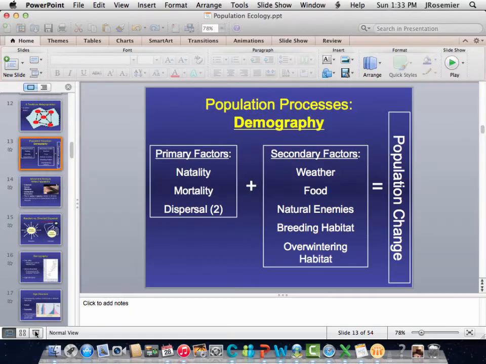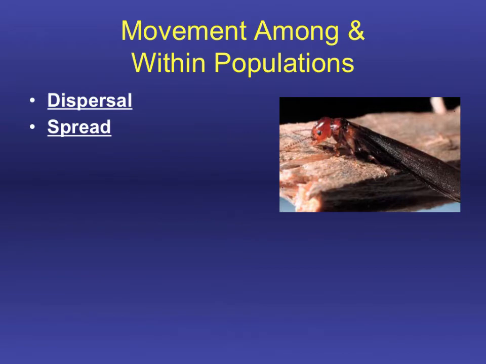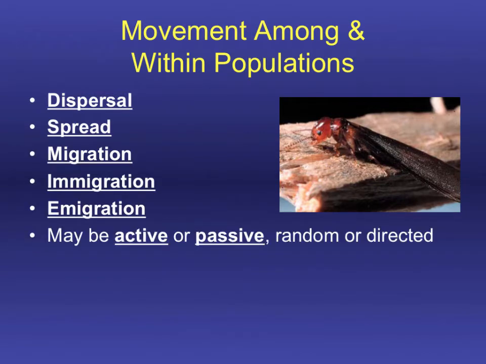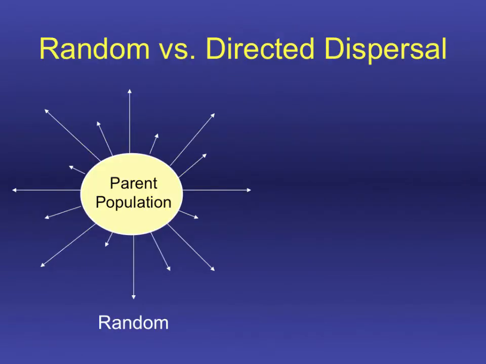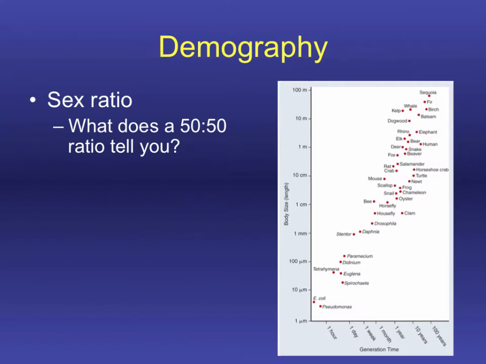Okay, so back to where we were a second ago. In addition to the secondary factors and primary factors, we can then look at the overall change in population size, which is really what we're most interested in here. We want to look at how the population is changing, whether it's increasing, whether it's decreasing, or whether it's staying the same. So we're not going to go into this. We'll skip this slide. The next thing we want to look at as part of demography is sex ratio.